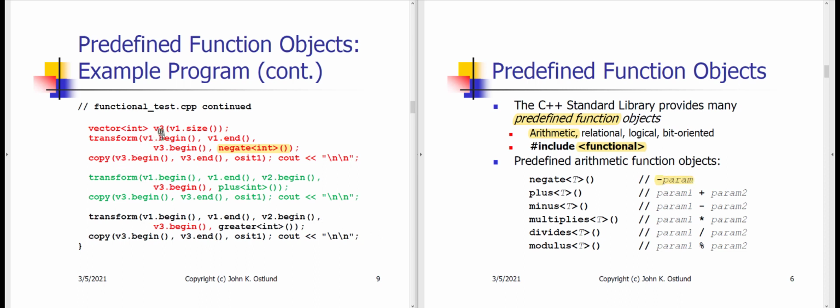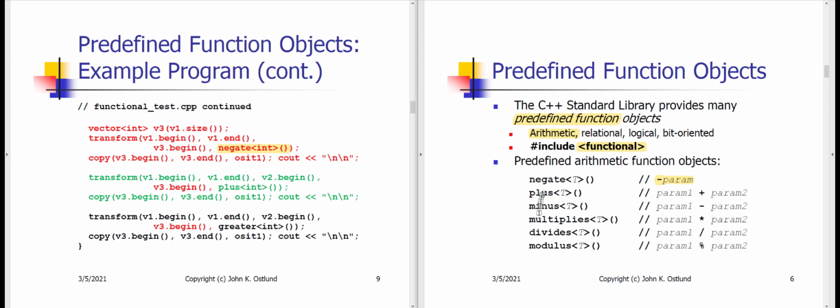So here I'm creating an output vector v3 initialized with all zeros. It's the same size as v1 and v2, but it's initialized with all zeros. And I'm saying, let's go through v1 from beginning up to the end, and let's put the negative of each of those values into v3. So that when I then display the contents of v3, what I should have in here are the exact negatives of all of the values in v1. All right, so that's one example of a predefined functional.